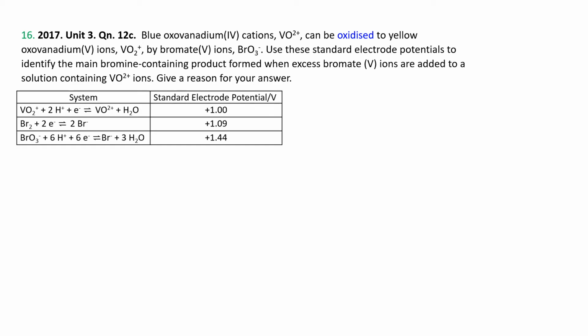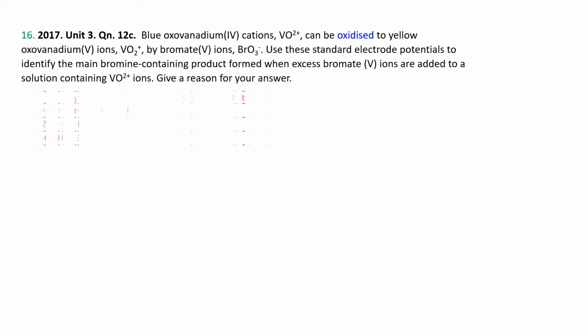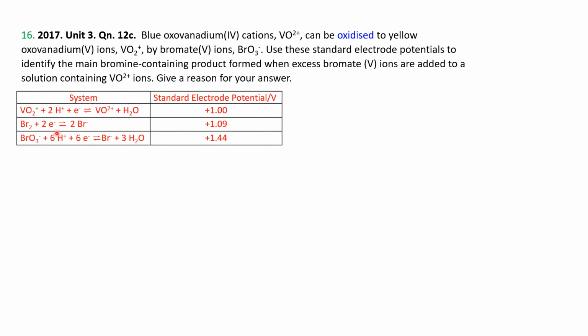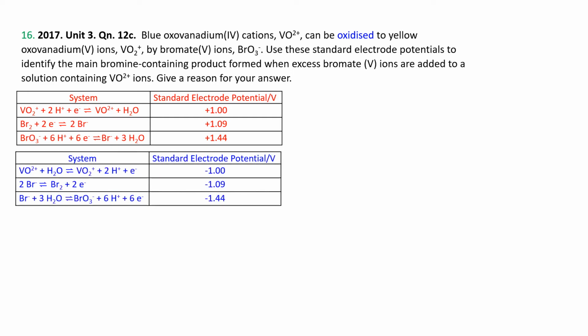So an interesting question here, lots of wordiness in the question. Before I even read the question, I'm going to recognize that they've given us a table of potentials, all of which are of course reduction potentials, because electrons are on the left. So let's flip that round so we get explicitly the list of oxidation potentials. Now let's read the question.